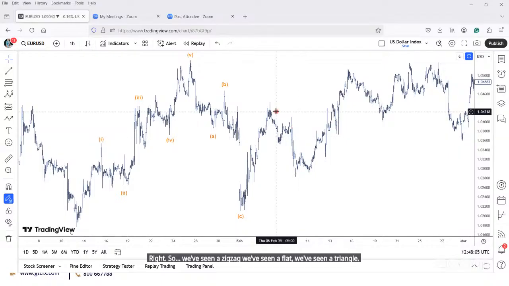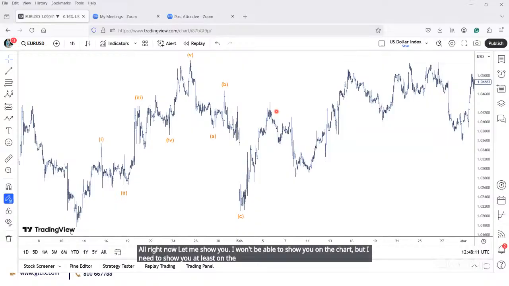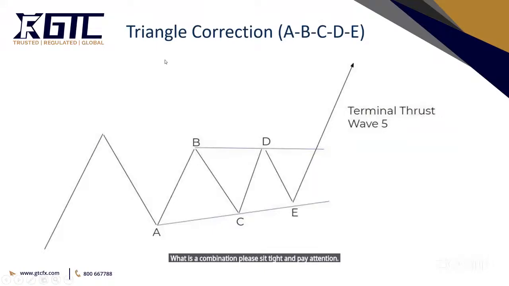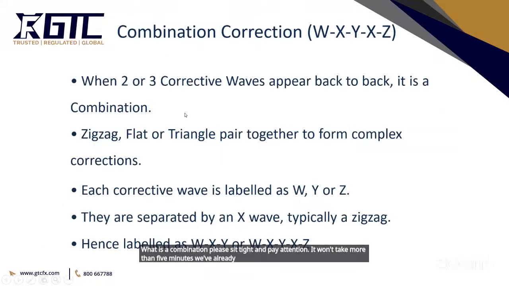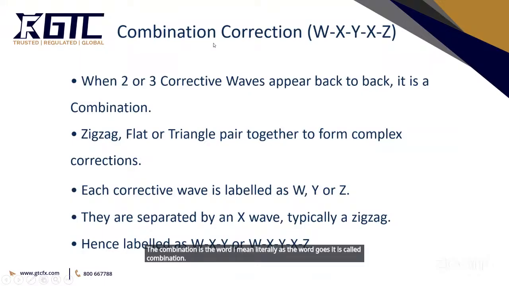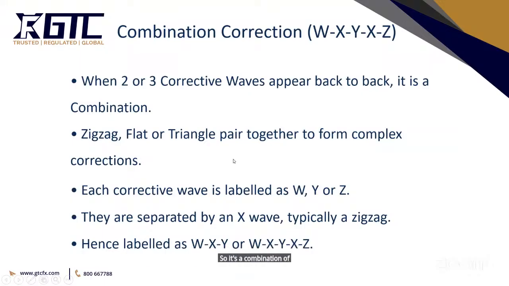All right. Now let me show you. I won't be able to show you on the chart, but I need to show you at least on the screen what is a combination. Please sit tight and pay attention. It won't take more than 5 minutes. We've already done the practicals. The combination is, literally, as the word goes, called combination. So it's a combination of what? It's a combination of all the corrective patterns that we've just discussed: zigzag, flat, and triangle. So they all combine, come together.